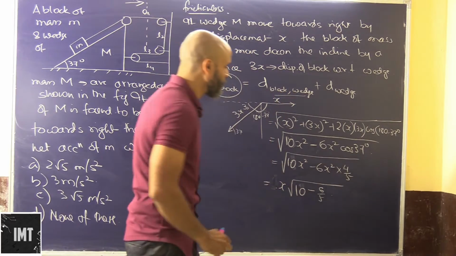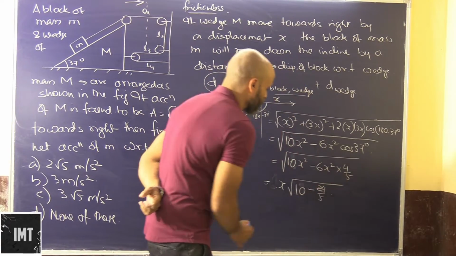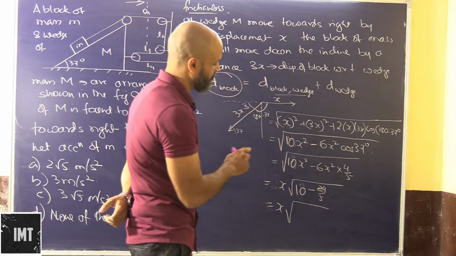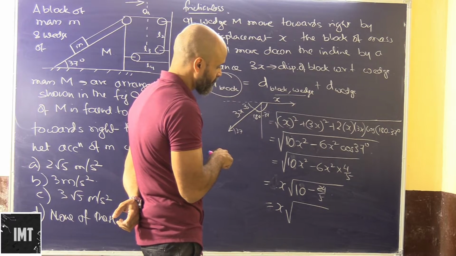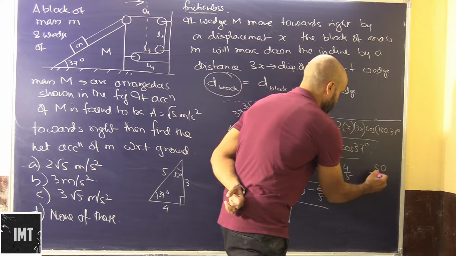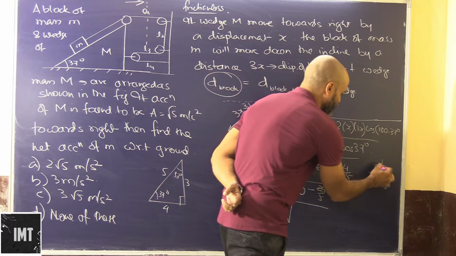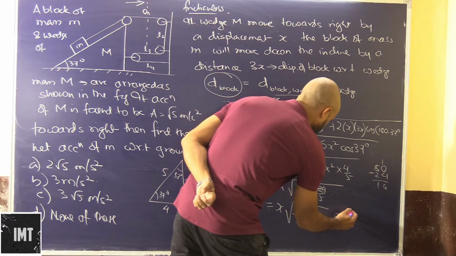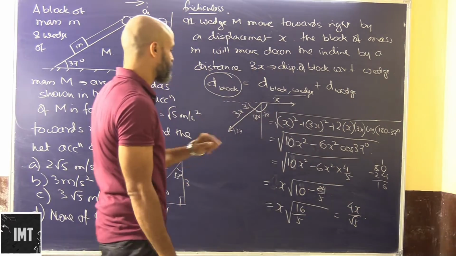So this will be 10 minus, 6 4s are 24. So that's going to be how much? x square into 10, that is 50, 50 minus 24. 10 5s are 50, 6 4s are 24. 50 minus 24 is 16 by 5. So this is going to be 4x by under root 5.